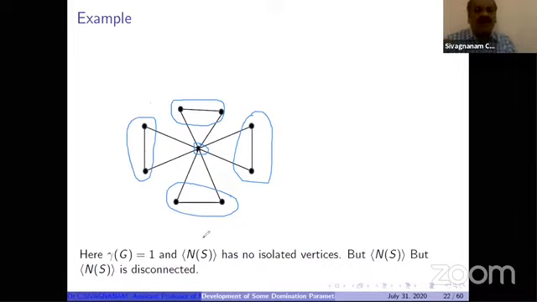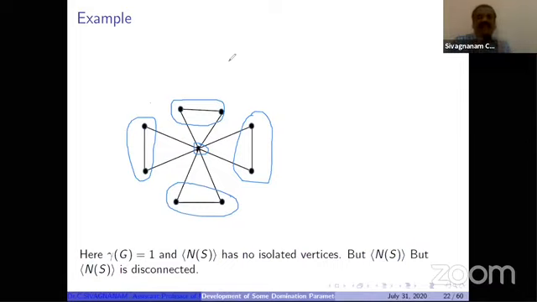Okay, so now what is NS? NS is the neighbor of S, meaning the outside vertices; NS and V minus S are the same in this example. So NS contains these outer vertices. What is the induced subgraph of NS now? The induced subgraph of NS is 4 times K2. This is 1, 2, 3; I am getting 4 times K2.